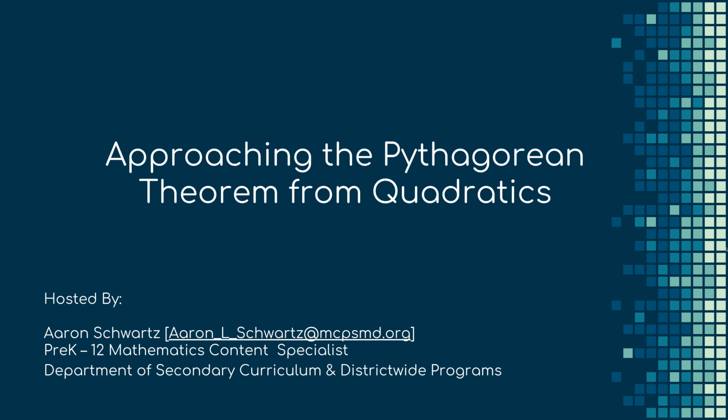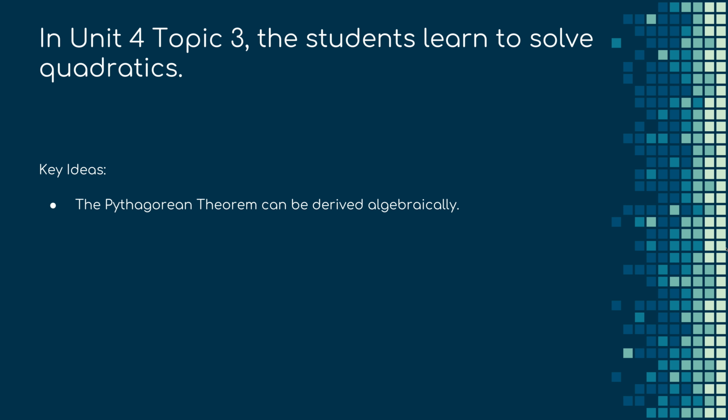We're going to be looking at a video about approaching the Pythagorean theorem from the viewpoint of quadratics. A lot of people often wonder why the Pythagorean theorem, an 8th grade standard, is stuck into the third topic of the quadratics unit of Algebra 1. One of the best connections is that the Pythagorean theorem can actually be derived using quadratics and solving quadratics. So in this video, we're going to be talking about deriving the Pythagorean theorem algebraically using those quadratic features.